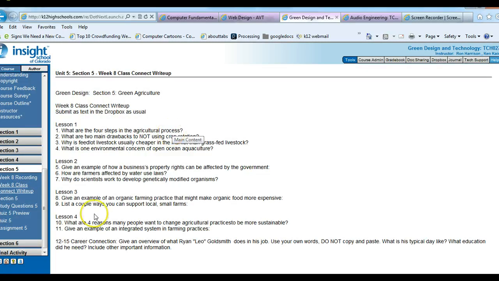Let's go back to the write-up. 4 reasons why people want to change the agricultural process to be more sustainable. Example of integrated systems and farming practices. We looked at that. And finally, the career connection. You look at Ryan Goldsmith, what he does in his job, what his typical day is like, what education he needed, and other important information. So that's all for this week.